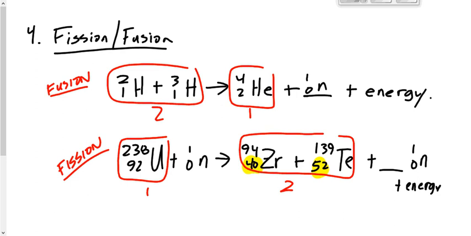That we find on the periodic table. 92 plus 0 is 92. 40 plus 52 is 92. Okay, good. We should get neutron or neutrons on the right-hand side. 238 on the left side. 94 plus 139 is 233. Yes? So wait a second. We got 238 on the left side going to 233 on the right side.